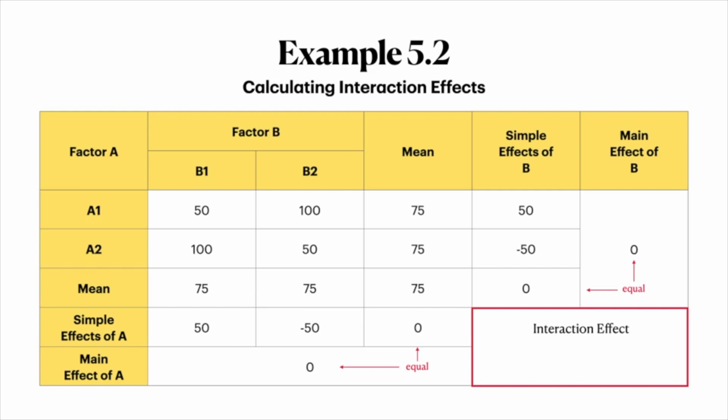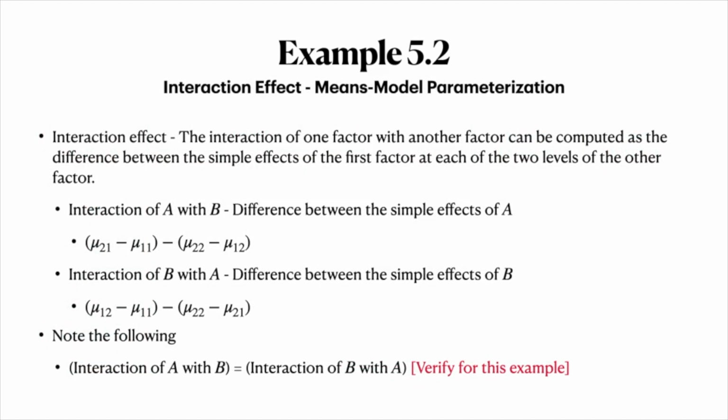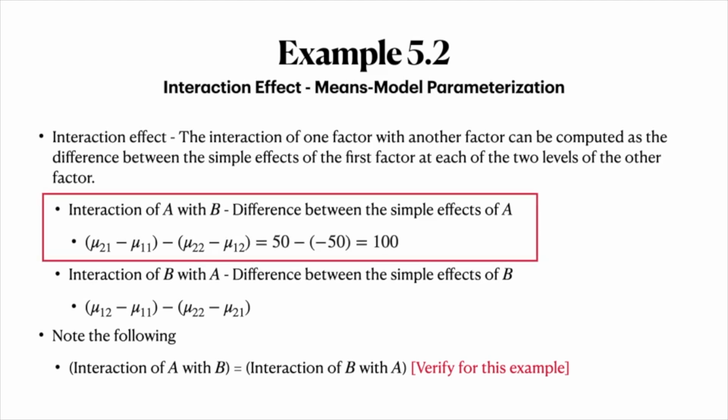All right, and you'll recall that the definition of an interaction effect, the interaction of one factor with another factor, can be computed as the difference between the simple effects of the first factor at each of the two levels of the other factor. So while a main effect is an arithmetic mean of simple effects, an interaction is a difference of simple effects. And so in particular, the interaction of A with B, by definition, is the difference between the simple effects of A at the two levels of B.